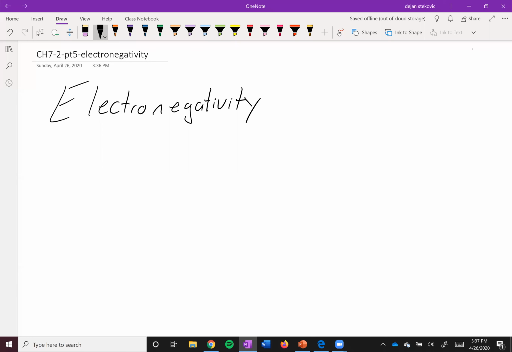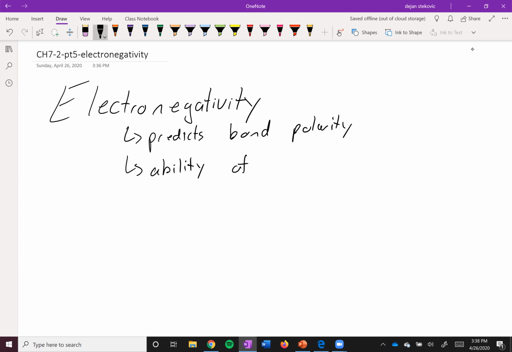All right, so electronegativity, what is it? Electronegativity allows us to predict bond polarity. And electronegativity is defined as the ability of an atom to pull electrons in bonds towards itself. So it's kind of how much it wants the electrons.